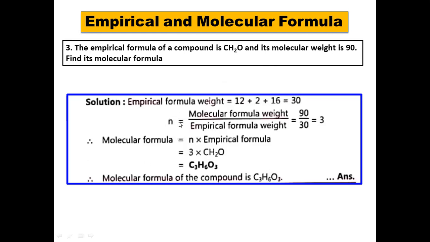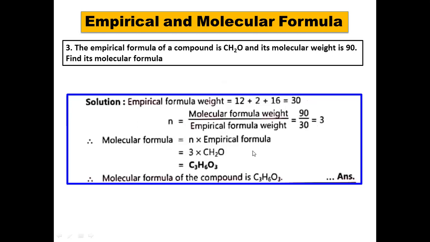Now we will calculate n. The small n has a formula: molecular formula weight upon empirical formula weight. The molecular weight is already given, which is 90, and the empirical formula weight is the summation of all the atomic weights of the elements in the compound, which we calculated as 30. So 90 upon 30, the n value is 3. Now what is the molecular formula? The molecular formula is n into the empirical formula. We calculated n as the molecular formula weight upon the empirical formula weight.